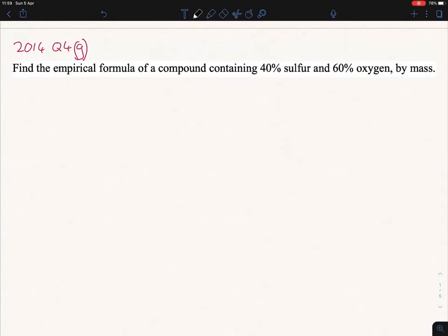Hi everybody, so today we're looking for the empirical formula for 2014 question 4g, and in this example we're actually given percentages as opposed to mass. Now the story is still the same, we're still trying to figure out the number of moles, so that's what we must figure out. Now we're dealing with sulfur and oxygen, so we know at the very end it's going to be SO. We don't know how many sulfurs, we don't know how many oxygens. That's what we're here to figure out.